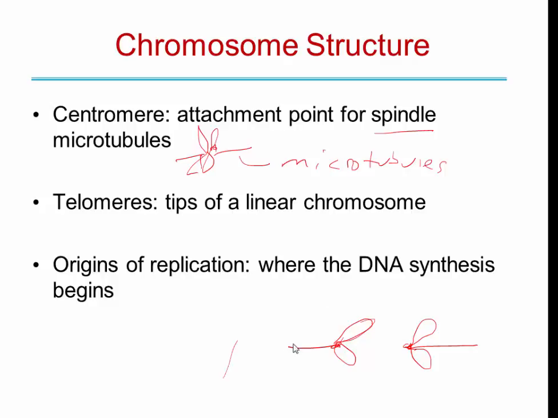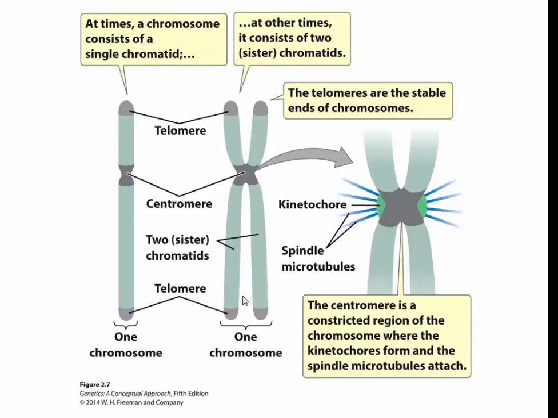You have telomeres. Telomeres are on the tips of the chromosomes. And we have origins of DNA replication. That's the beginning of DNA replication. And we'll talk about that more when we talk about molecular biology and DNA replication and that sort of thing. So there's just some more stuff about chromosomes, different structures, your spindle, microtubules. Kinetochore is sort of this whole structure that's involved in cell division. It has more to do with the mechanics of cell division.